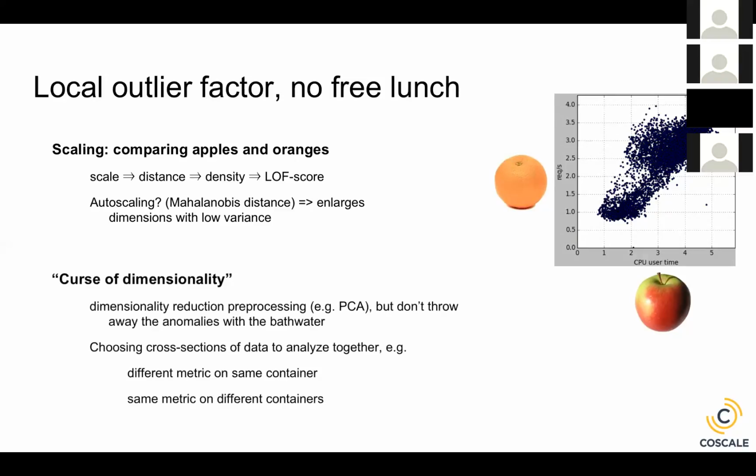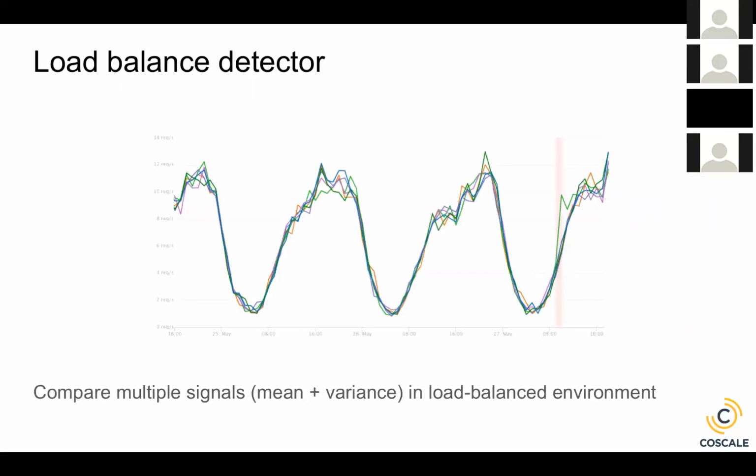Now, there's some more information I could tell you. There is a more in-depth explanation of this local outlier factor on the website of CoScale. So if you're interested in finding out more, this was given by one of our data scientists at Velocity. But here I want to stay a little bit outside the heavy details. Now, we used the local outlier factor mostly for load balance detector issues.